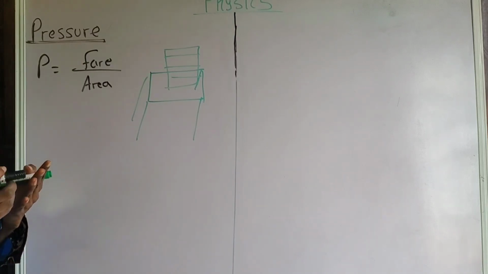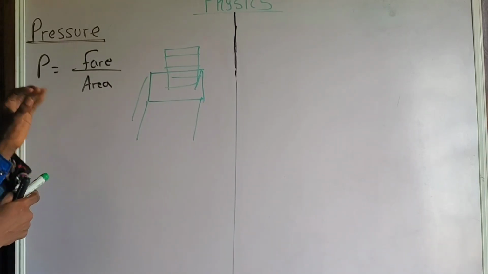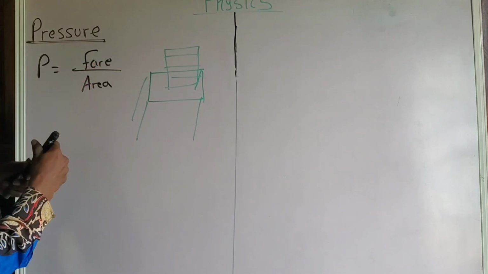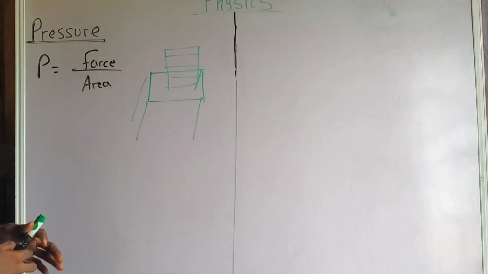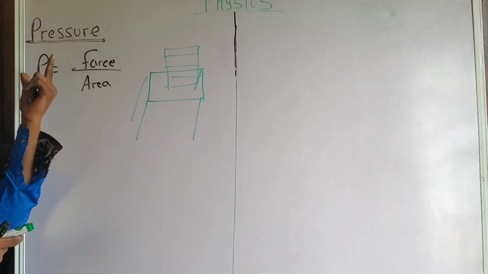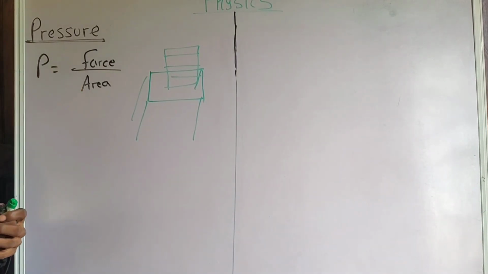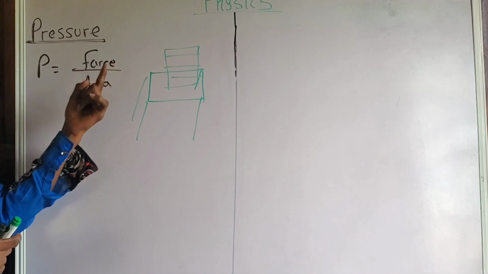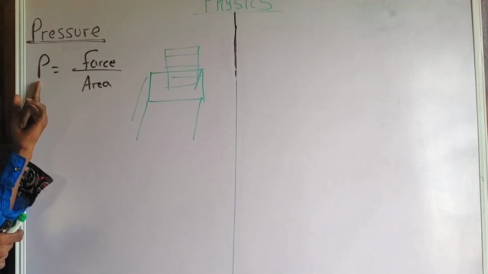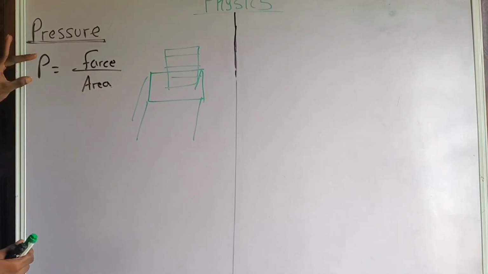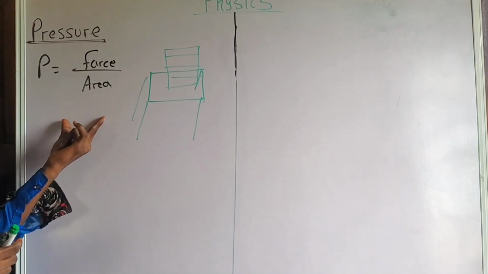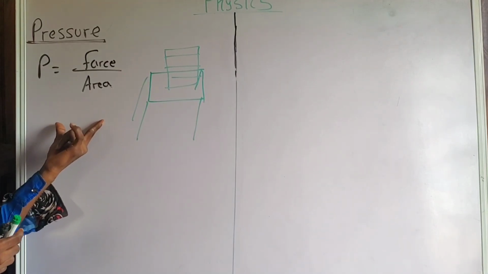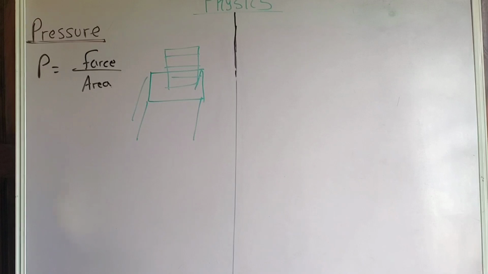And if you are well versed with variation, you will discover that if the force increases, there will be a corresponding increase in the pressure. Are you getting what I'm trying to say? And because the pressure is inversely proportional to the area, that means that if the area increases, the pressure will decrease. Do you get it?